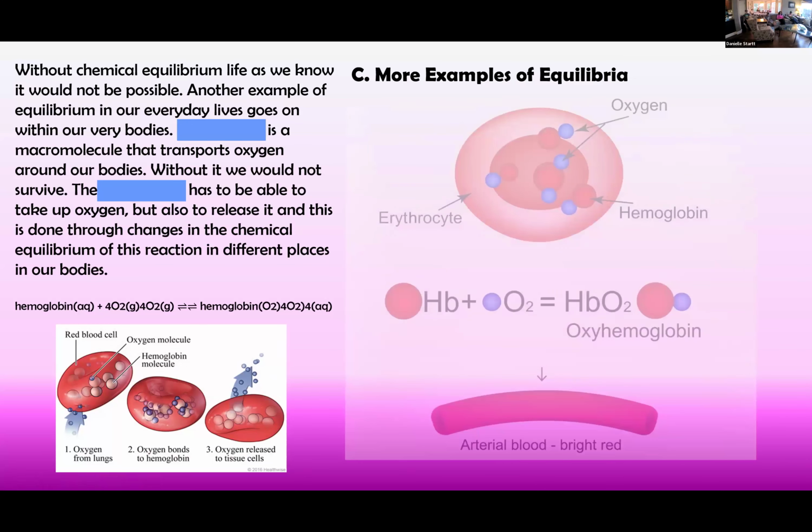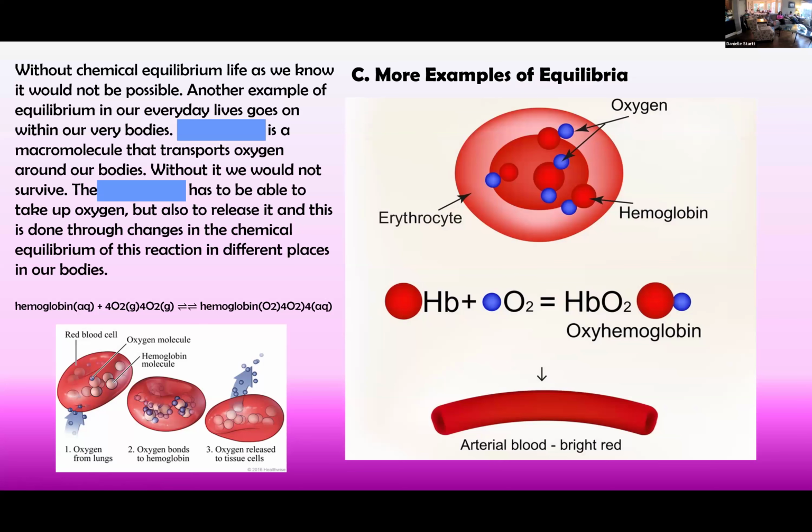Yep. Some more examples of equilibria. Without chemical equilibrium, life as we know it is not possible. Another example of equilibrium in our bodies goes on every day. What's this example from your book? What's the macromolecule that transports oxygen around your body? Hemoglobin. Very good. So hemoglobin is a macromolecule. What is a macromolecule? Big, macro, large. Yeah, it's a large molecule. And it transports oxygen around your body.